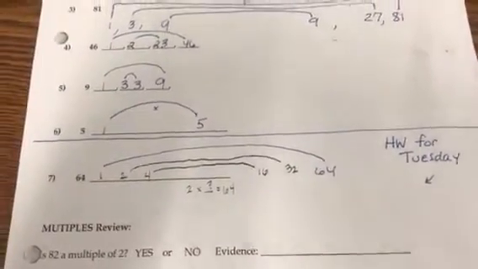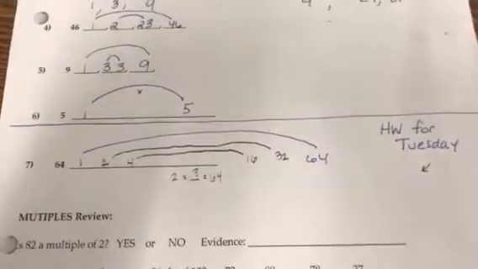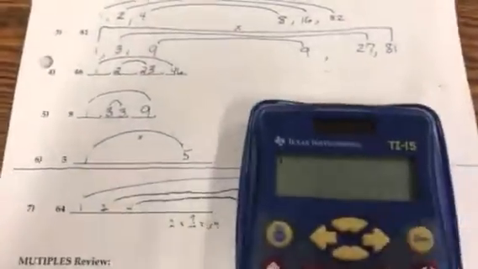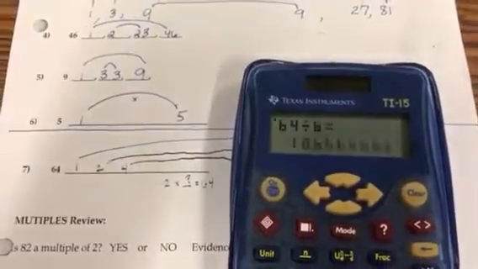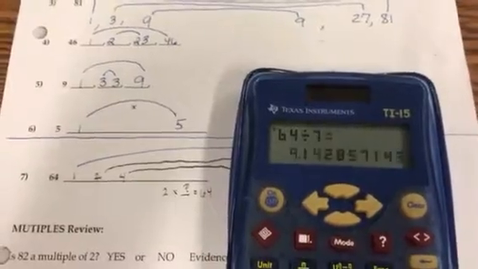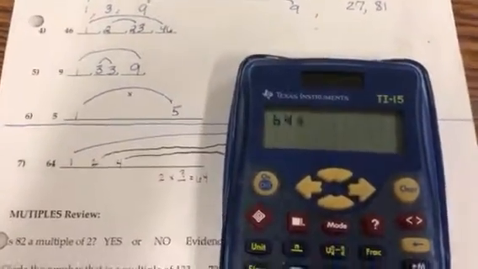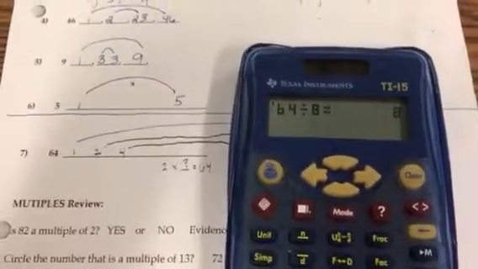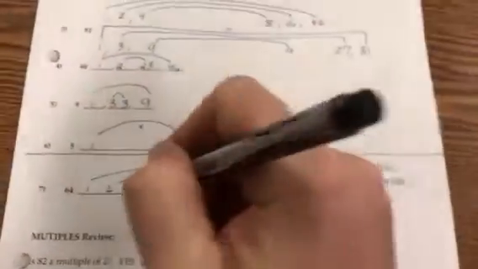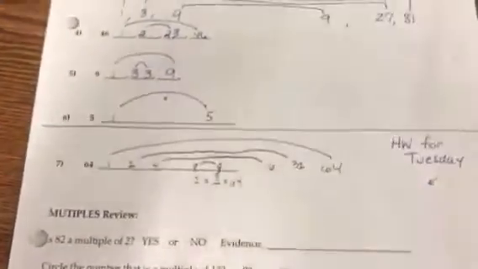All right, now we know 5 isn't going to work because all multiples of 5 end in 5 or 0. So let's check 6. 64 divided by 6 is a decimal. 64 divided by 7 is a decimal. And now 64 divided by 8 is 8, so our final factor pair is 8 times 8.